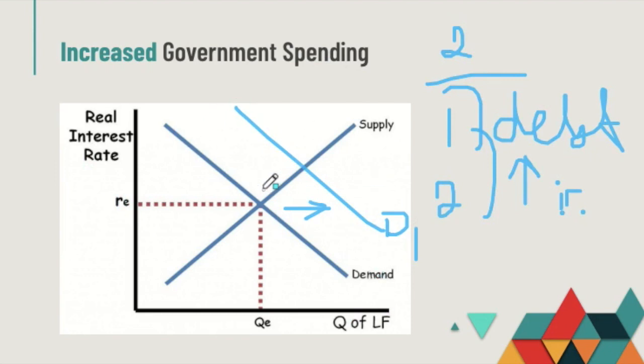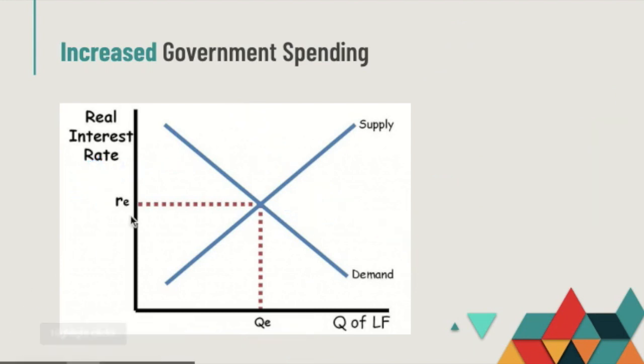When the demand for loanable funds shifts, the new interest rate is going to be higher, and there is going to be a higher quantity of loanable funds in equilibrium. This increase in the interest rates is going to reduce the interest-sensitive private sector investment spendings. And this effect is going to be called crowding out.